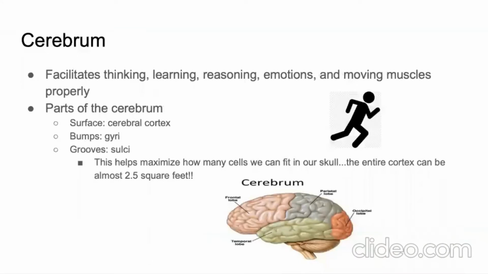The cerebrum consists of 85% of the brain's mass. It's by far the biggest part of the brain, and it's, I'd say, one of the most important. The cerebrum consists of four main lobes: the parietal lobe, the frontal lobe, the occipital lobe, and the temporal lobe. All these lobes do different functions, things like learning, reasoning, emotions, and moving our muscles. And specifically parts of the cerebrum are the cerebral cortex, which is the surface, and the bumps and the grooves, the gyri and the sulci.